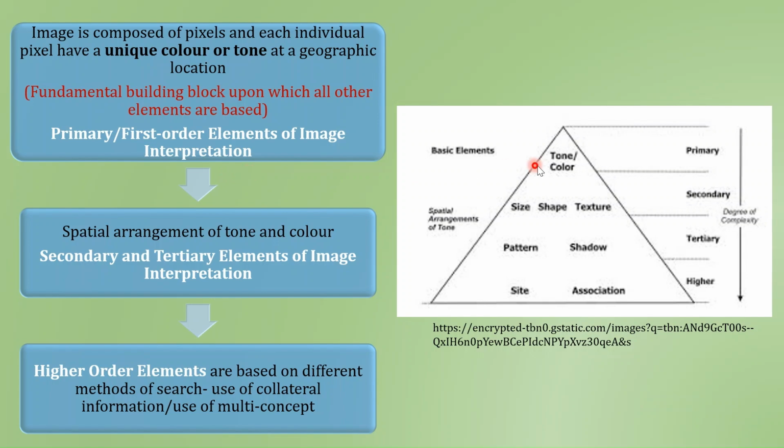image interpretation, and the spatial arrangement of the tone or color is the basis of other elements which are referred to as the secondary and tertiary elements of image interpretation, and they include size, shape, texture, pattern and shadow. And then there are higher order elements which are based on different methods of search, which include the use of collateral information or use of the multi-concept, and it includes the site and association. We will see all these elements one by one in detail.